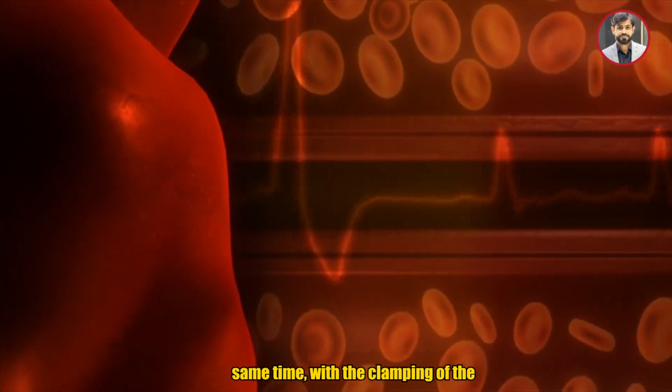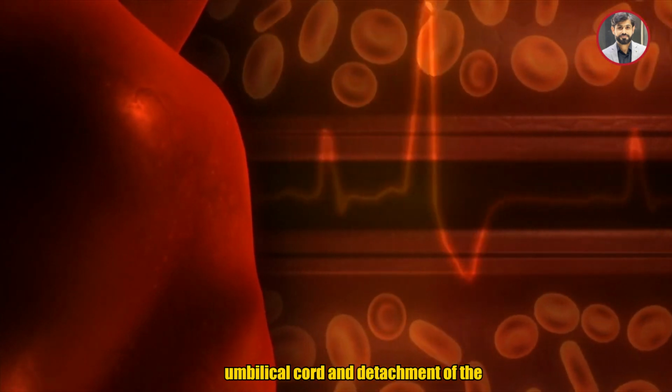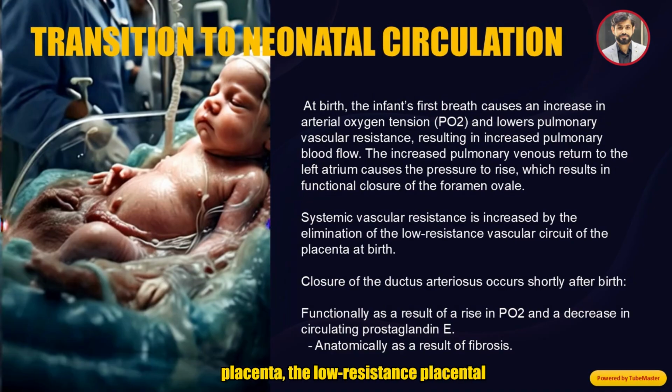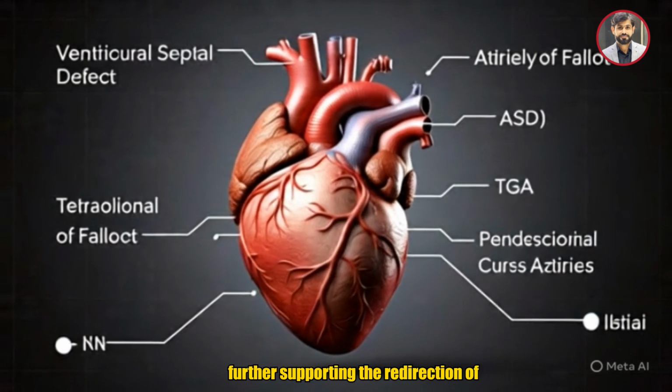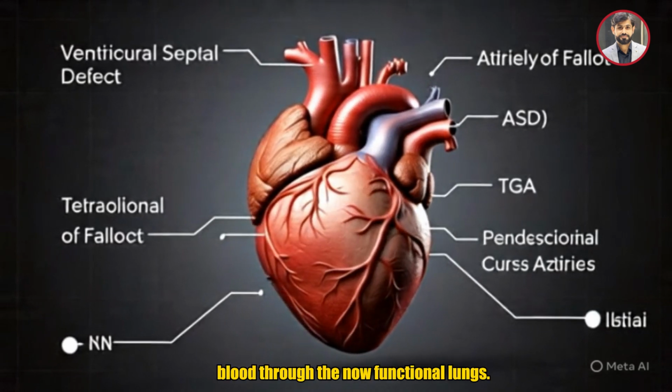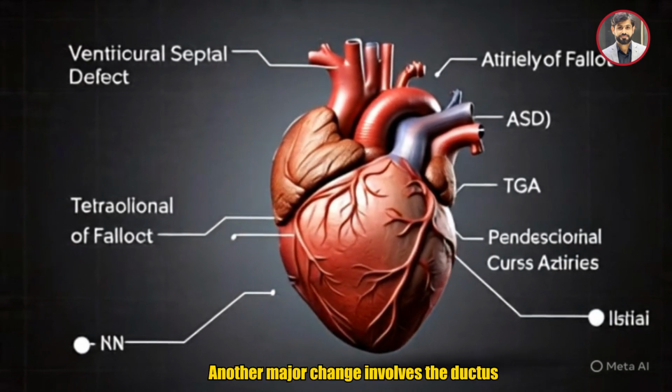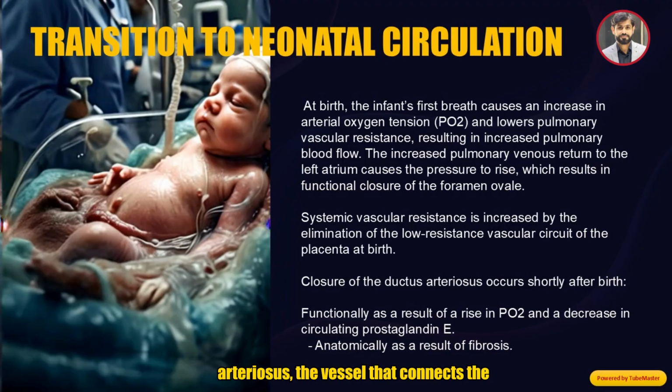At the same time, with the clamping of the umbilical cord and detachment of the placenta, the low-resistance placental circuit is eliminated. As a result, systemic vascular resistance rises, further supporting the redirection of blood through the now functional lungs. Another major change involves the ductus arteriosus, the vessel that connects the pulmonary artery to the descending aorta in fetal life. This duct begins to close shortly after birth.